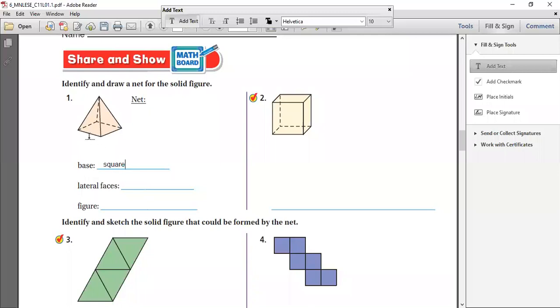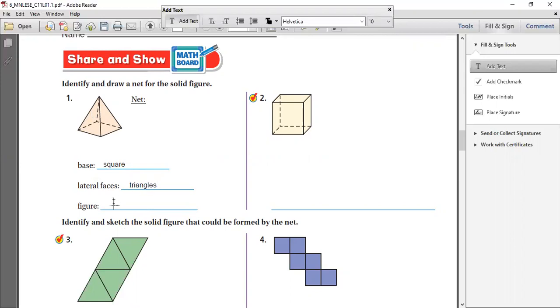Okay, what are the lateral faces? Lateral means what you can see. What are the faces you can see? What shape are they? They are triangles. So what is the name of this figure? It's going to be a square pyramid, right?